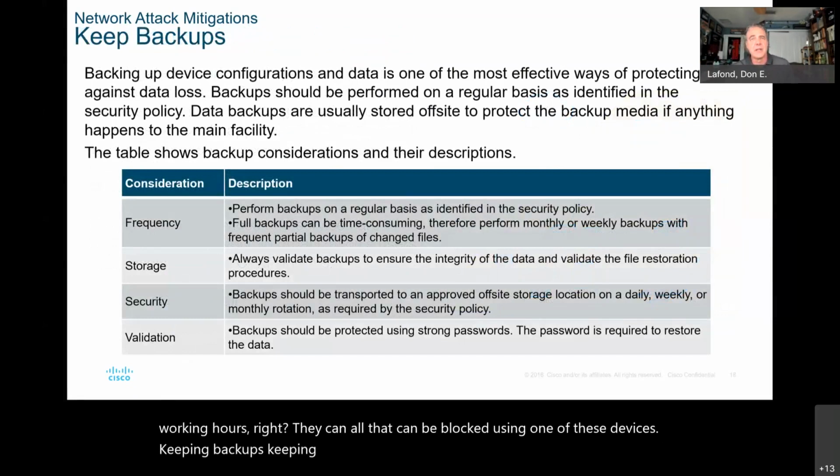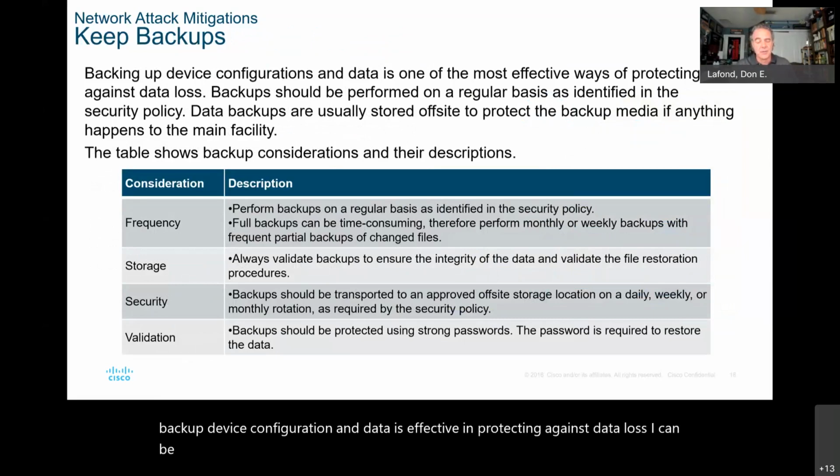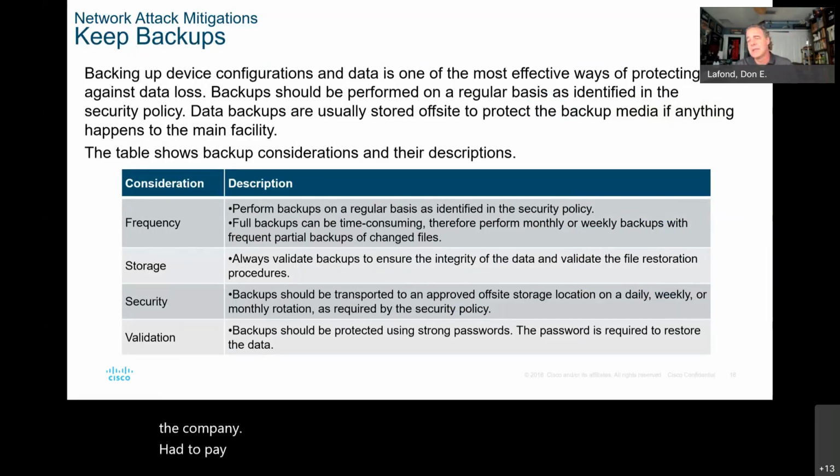Keeping backups is a critical element in any security policy. Backing up device configuration and data is effective in protecting against data loss. It can be inconvenient. For example, recently there were some attacks where a company, I think it was an oil pipeline, had its data encrypted, and the company had to pay, I think it was $5 million ransom to get the key to decrypt.